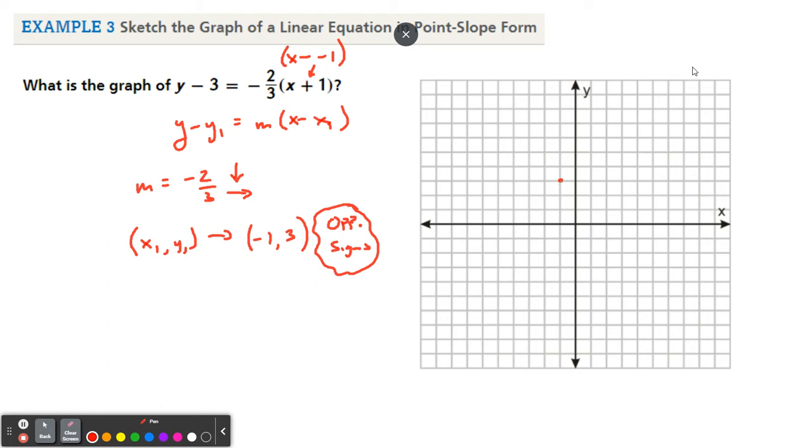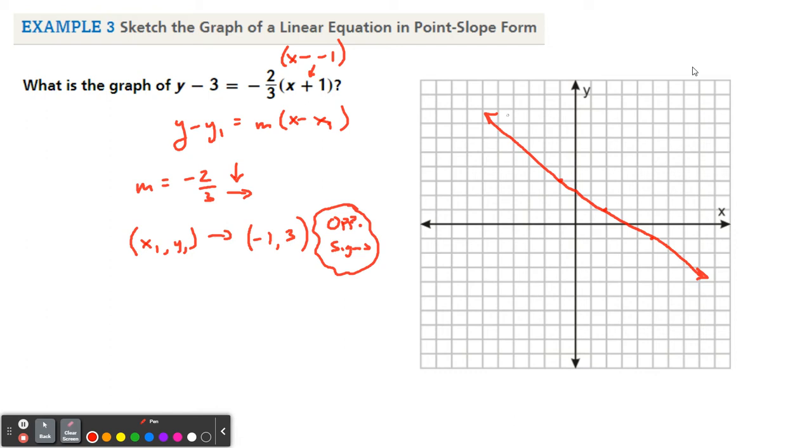We're going to go down 2, 1, 2, right 3, 1, 2, 3. And I'll do it one more time just to get a nice graph. Down 2, right 3. And there we go. And that's this linear equation in point slope form.